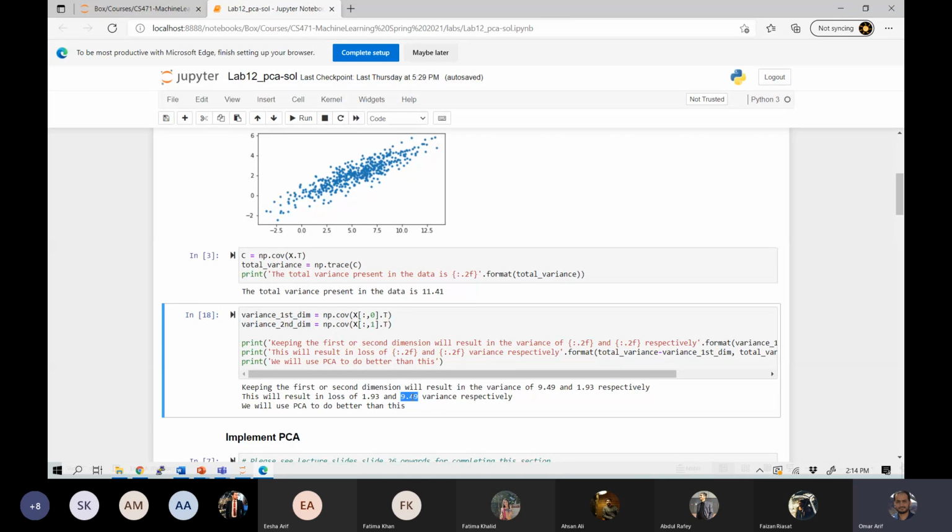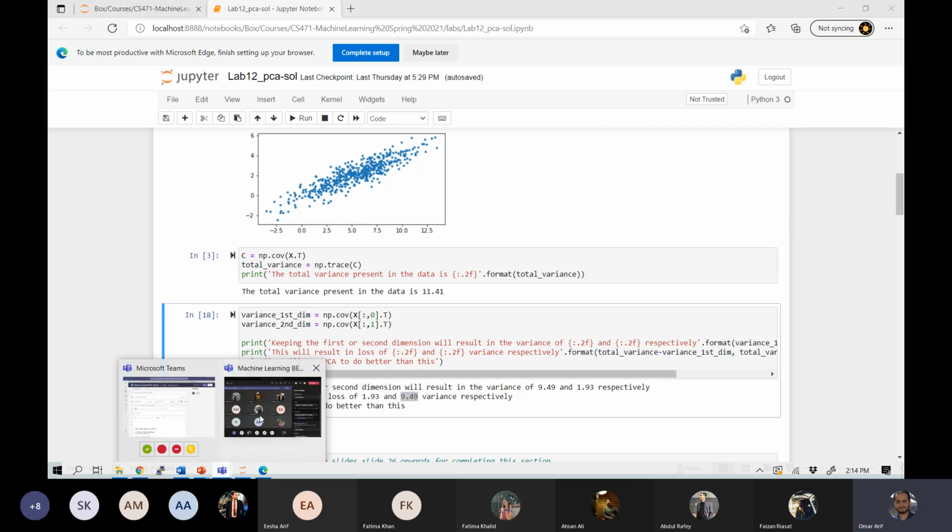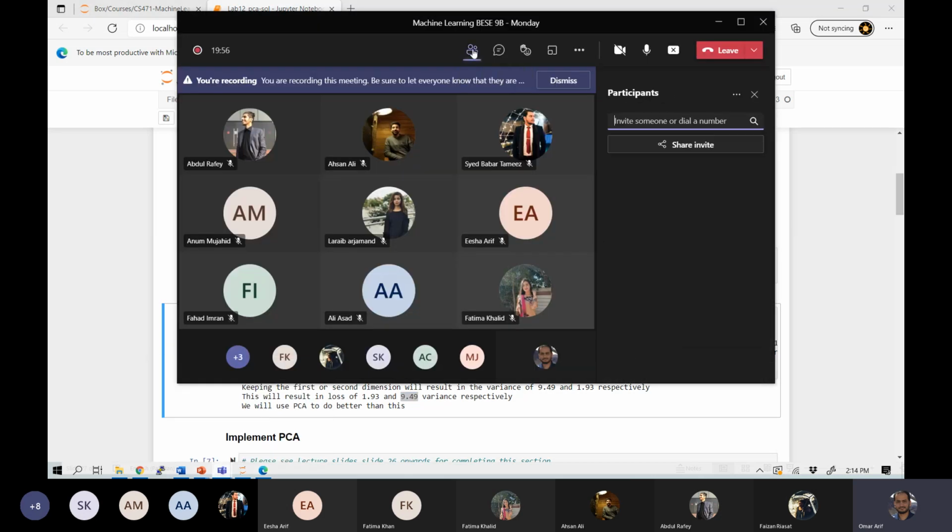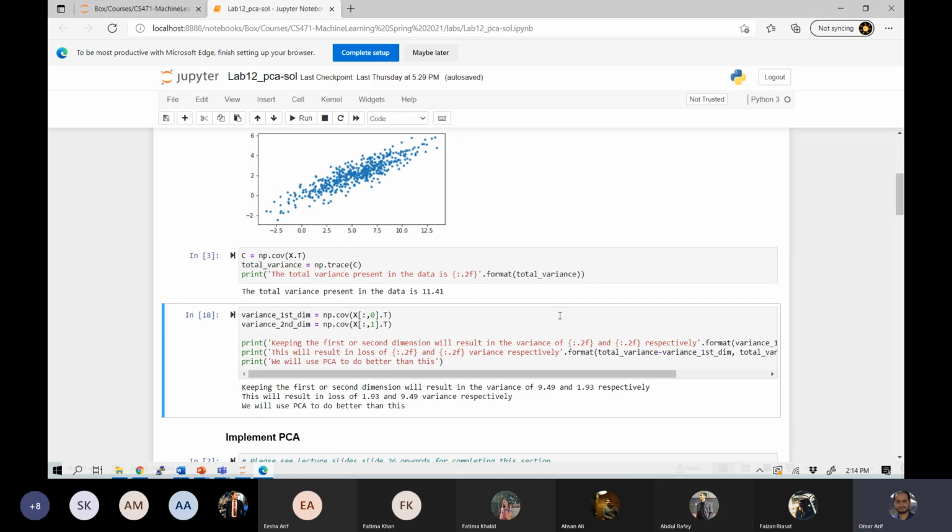And so PCA basically will help us in choosing the components to keep and the components that we don't want to keep, right? Okay, any question up till now? Okay, so let's move forward.